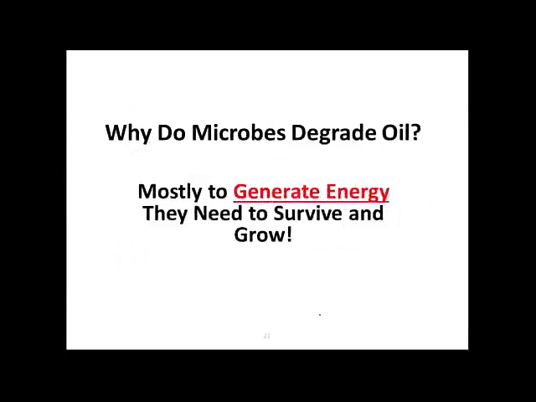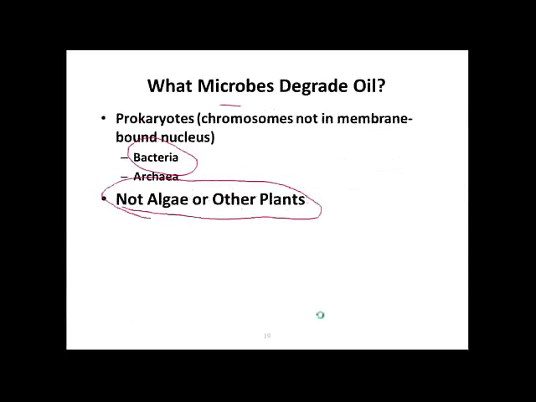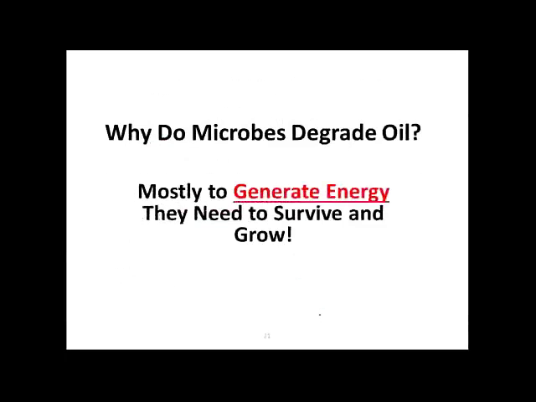So the first thing I want to do is talk a little bit about how the microbes are degrading the oil, and what they're mostly doing is generating energy. And so they're using these oil compounds to survive and grow, all right? Now, when you look at these organisms that are in this table, these organisms grow in a variety of environments, all right? They're not just eating oil. But if a bunch of oil comes along, they may switch and use that oil as a source of energy, okay?